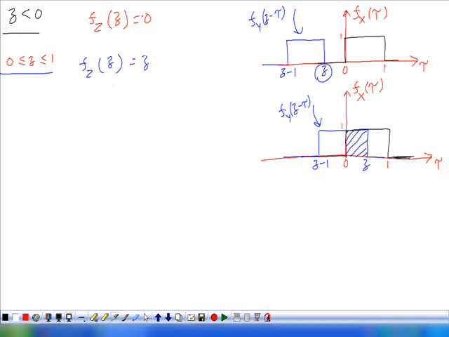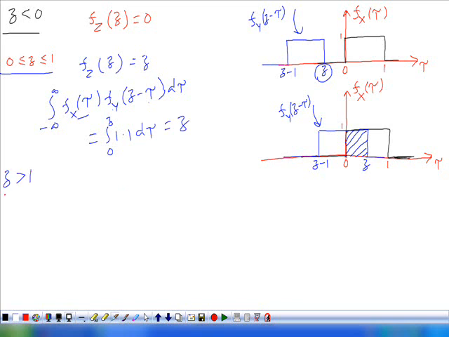For Z less than 0, it is 0. For Z lying between 0 and 1, Fz of Z is equivalent to Z. Actually, we obtained this: minus infinity to plus infinity, Fx of tau, Fy of Z minus tau d tau. Okay. Here this is 0 to Z. In that interval, what is Fx of tau? 1. And Fy of Z minus tau is also 1. From 0 to Z, d tau, which is equivalent to Z. Now we consider the case Z is greater than 1.